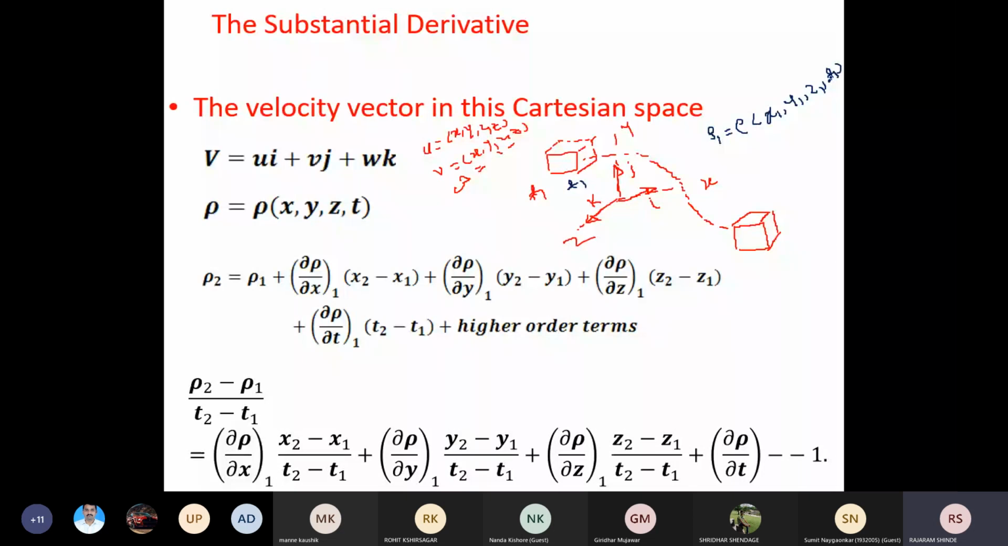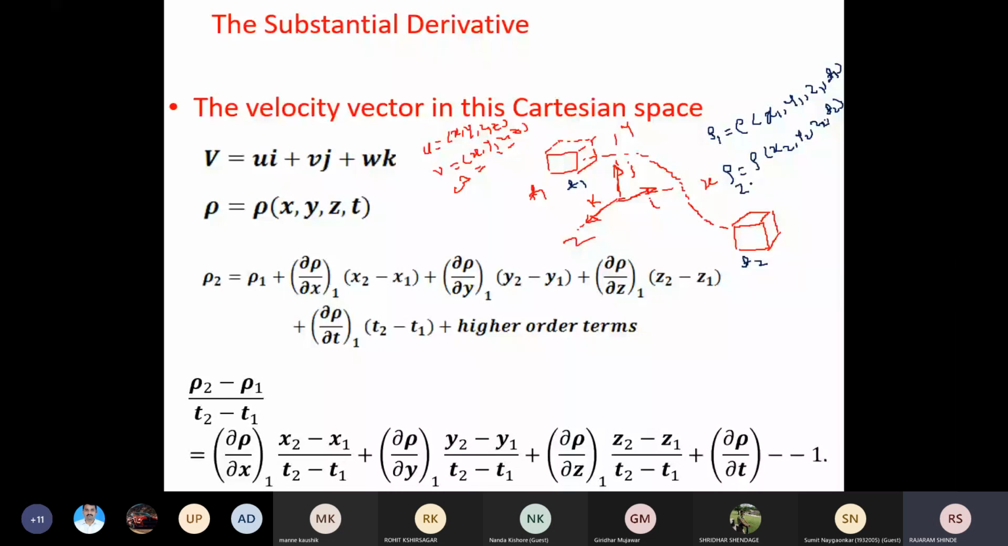Now when your fluid element is moving from this location to this location at time t2, your density will become rho of x2, y2, z2, and t2. At this location it is your rho 2. At this location this density is a function of x2, y2, z2, that is space, and time.